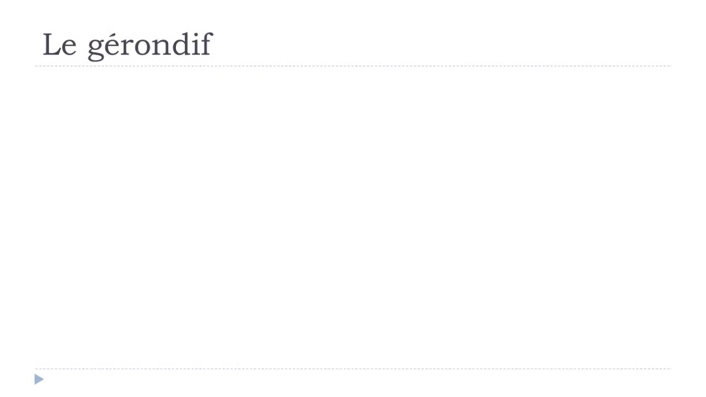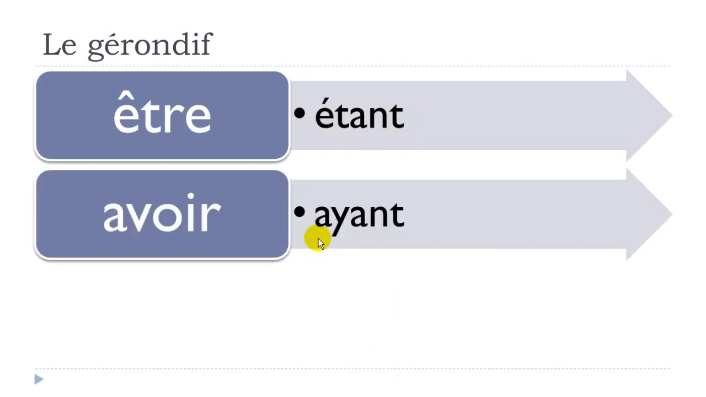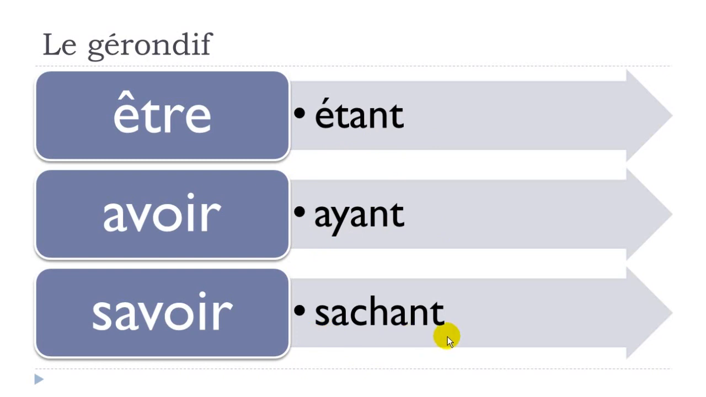Of course, we've got exceptions, only 3, and that's a good thing. The first one is être, to be, so it will give you étant, so this is the participe présent form. Avoir will give you ayant, avoir is to have, and then savoir, to know, will give you sachant. Okay, so only 3 exceptions, and it's a good thing in French because normally we've got more exceptions. So only 3: être, étant, avoir, ayant, savoir, sachant.